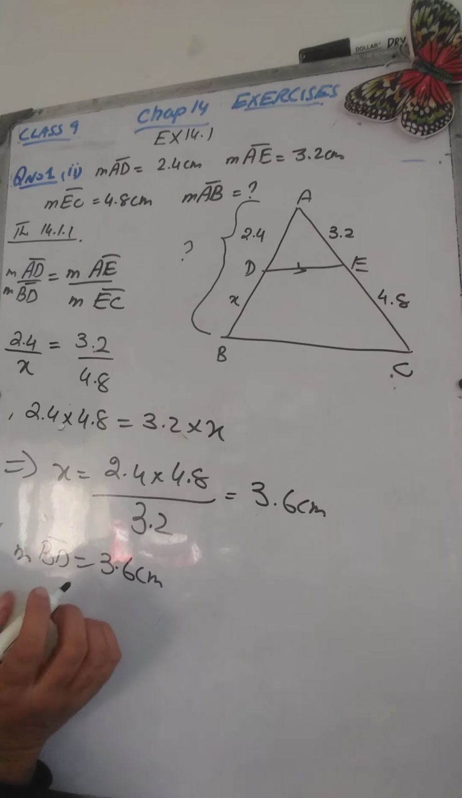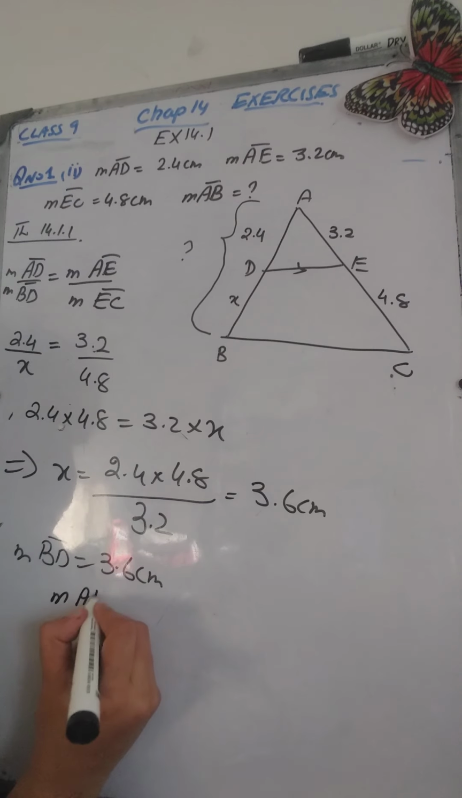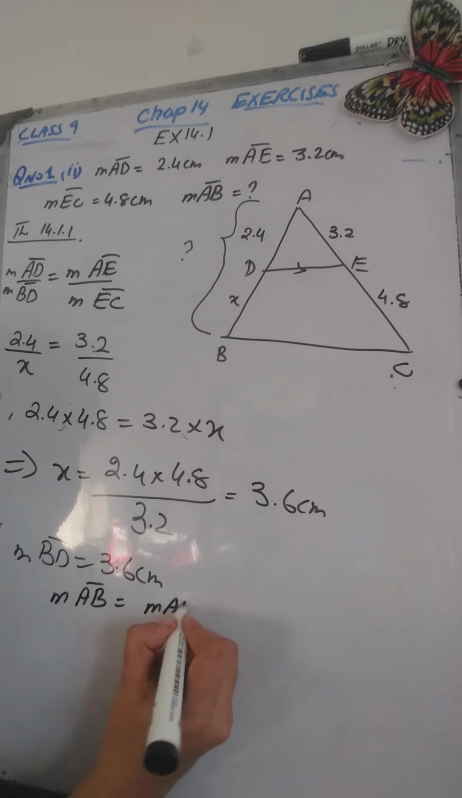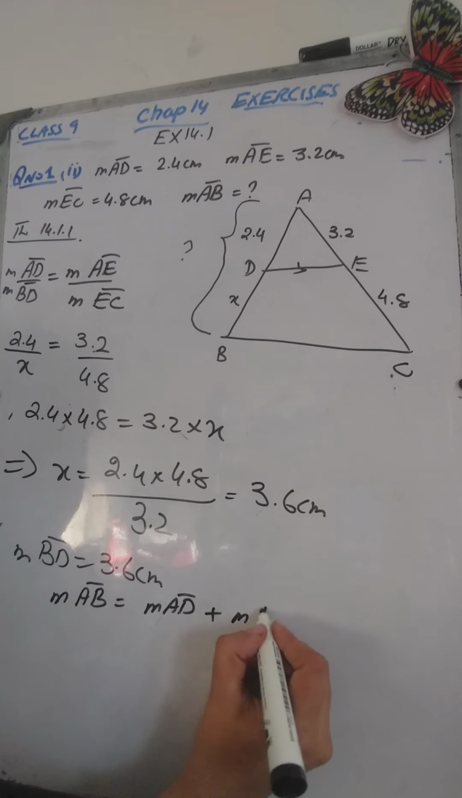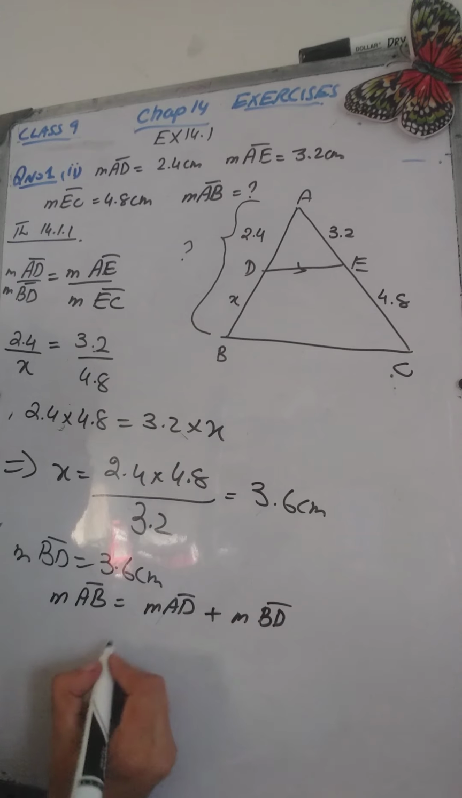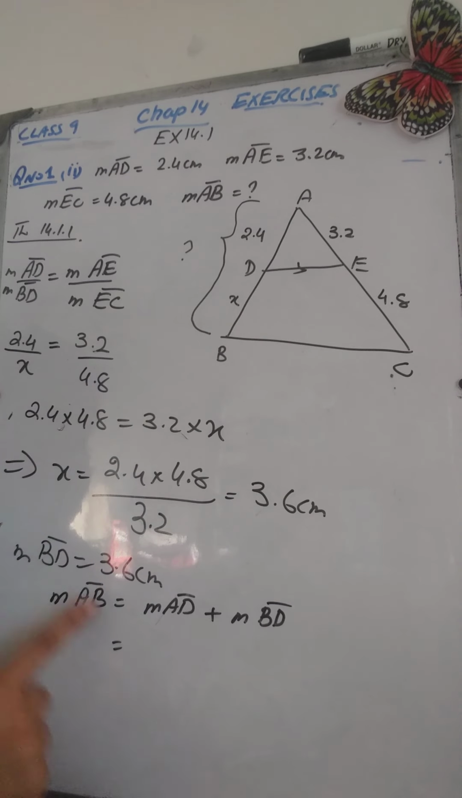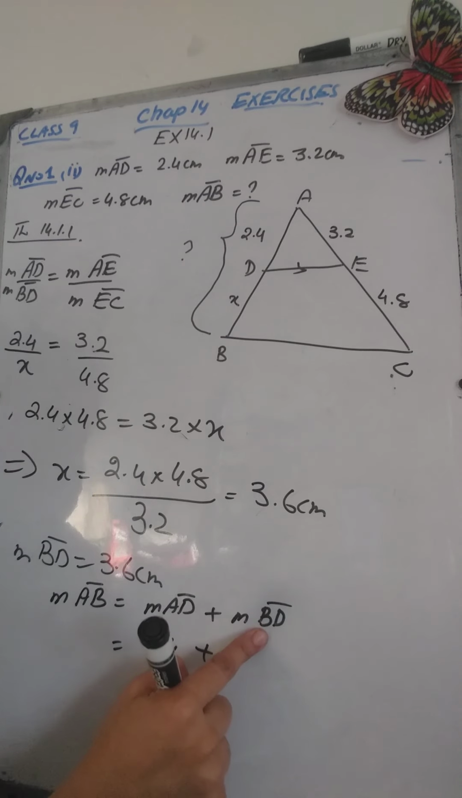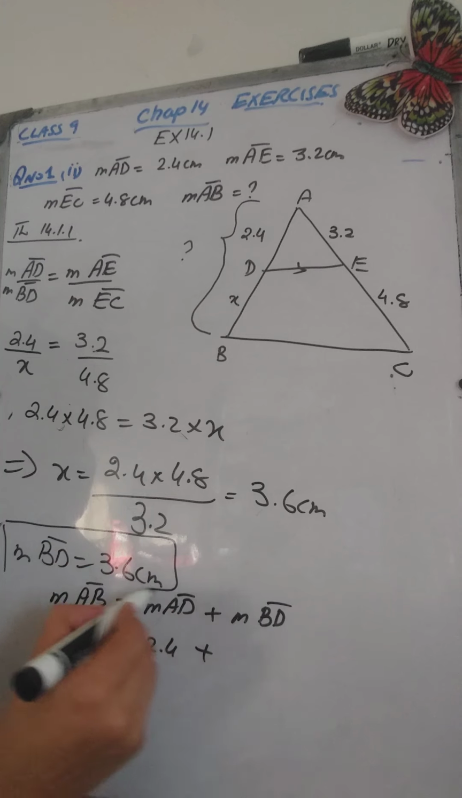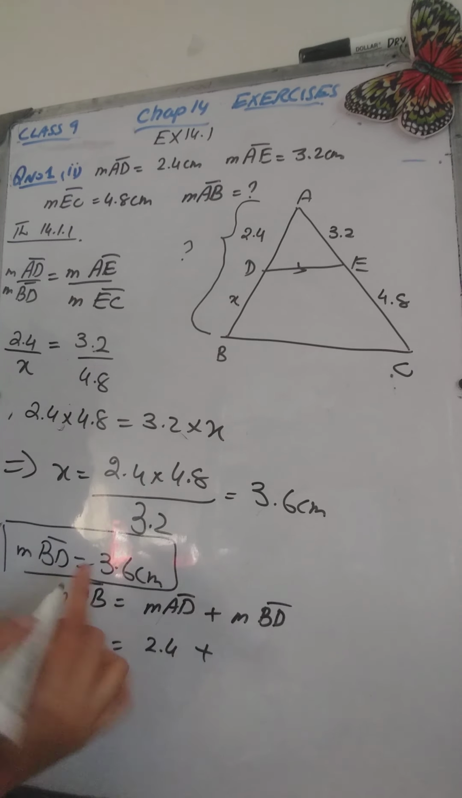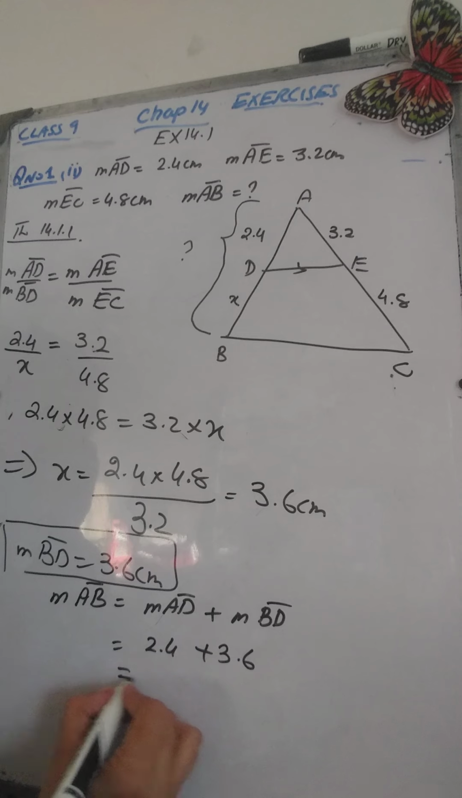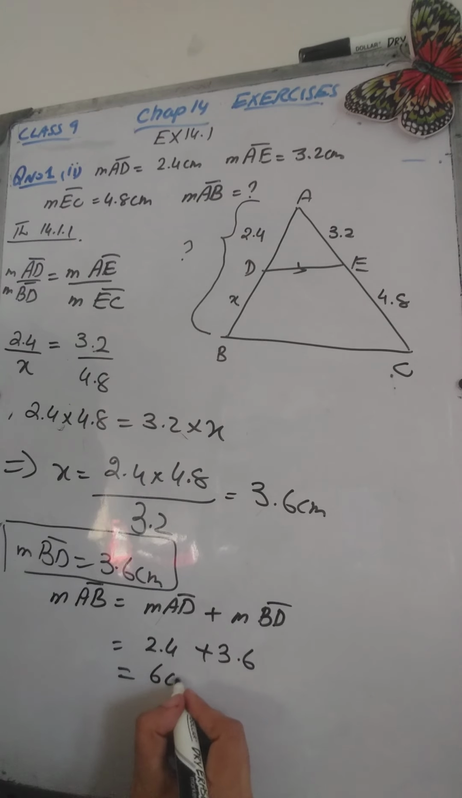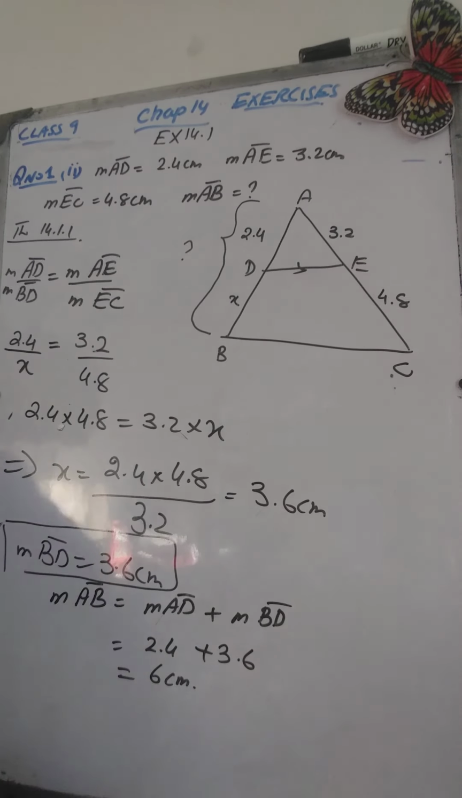Now we know that measurement of AB is equal to measurement of AD plus measurement of BD. So adding these two values, AD was equal to 2.4 and we didn't have BD, but now we have calculated it to be equal to 3.6. So adding these two values, we will get the value of AB. Adding them, 2.4 plus 3.6 is equal to 6 centimeters. This completes the second part.